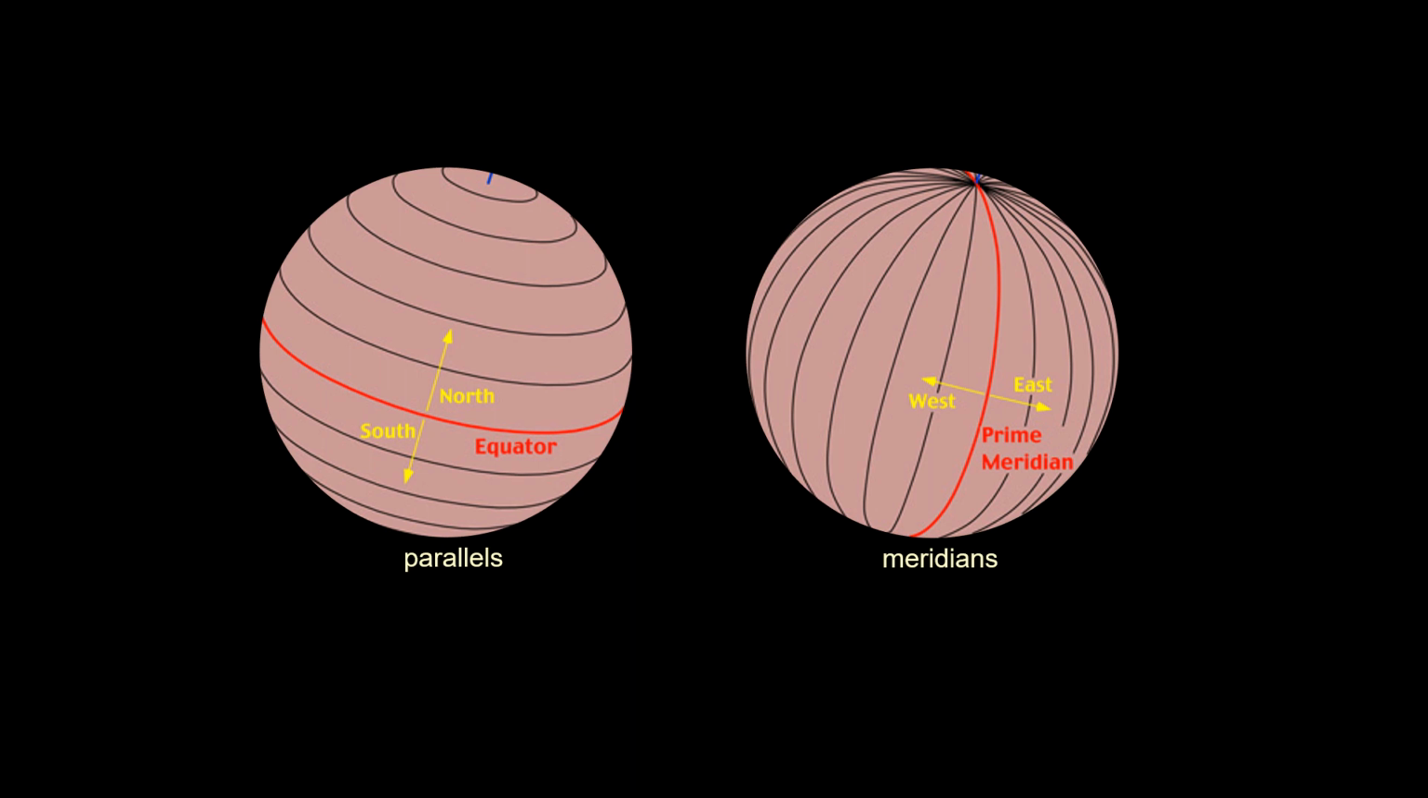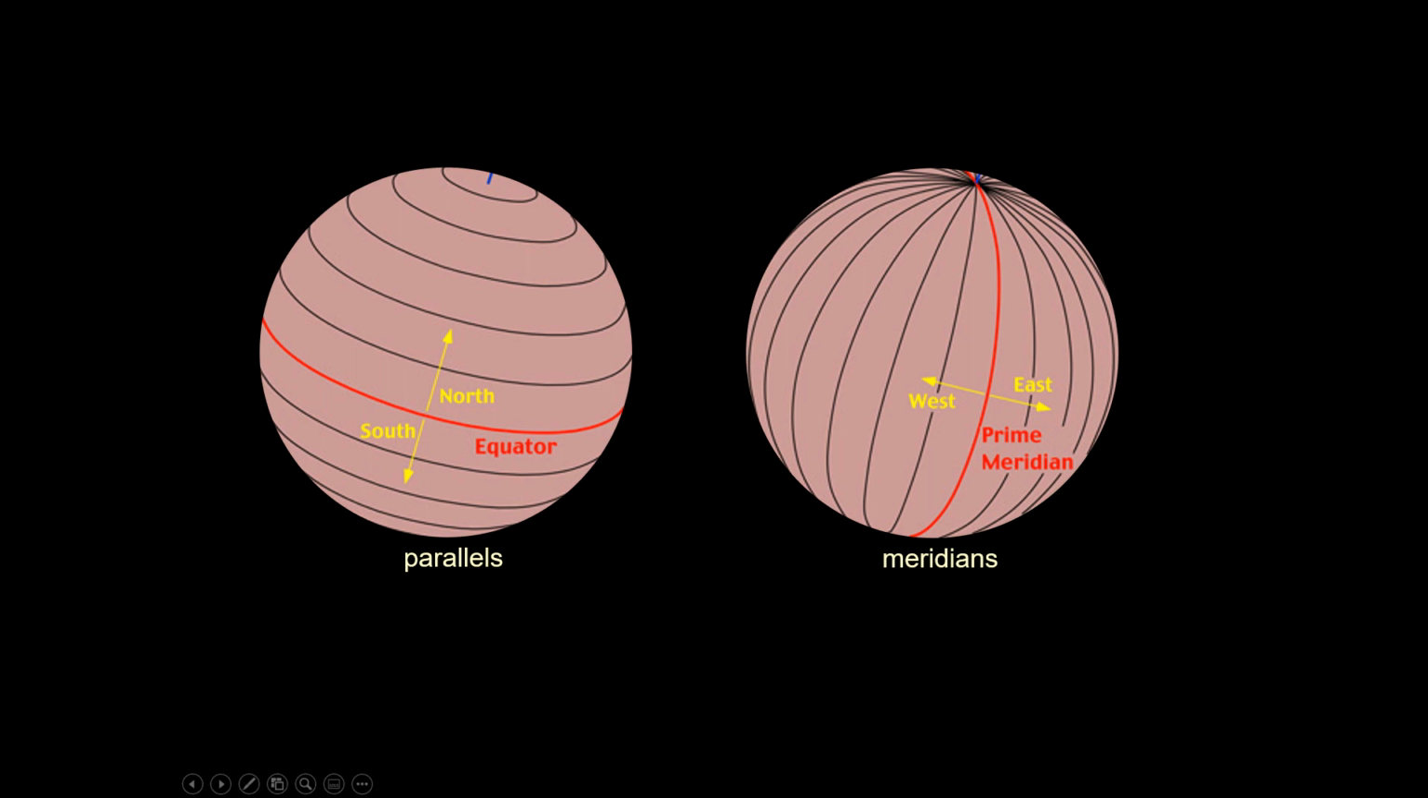We use the term parallel to refer to lines of latitude, lines that measure your location north or south of the equator. So this red line right here is the equator that you see on the left diagram. That would be a line drawn exactly halfway between the North Pole and the South Pole. And then every other line that's black on this left-hand image is a parallel. Those are parallels. They run parallel to each other, and that's where they get the name.